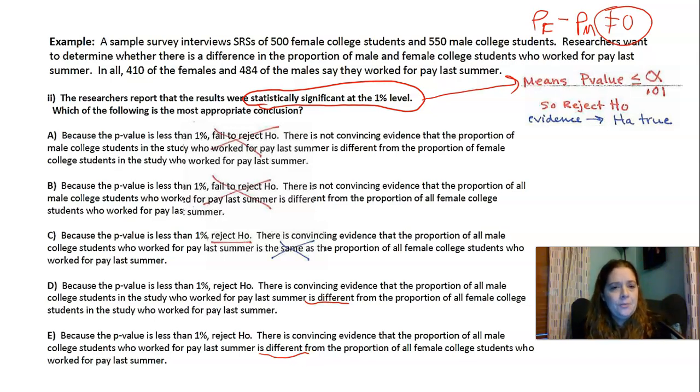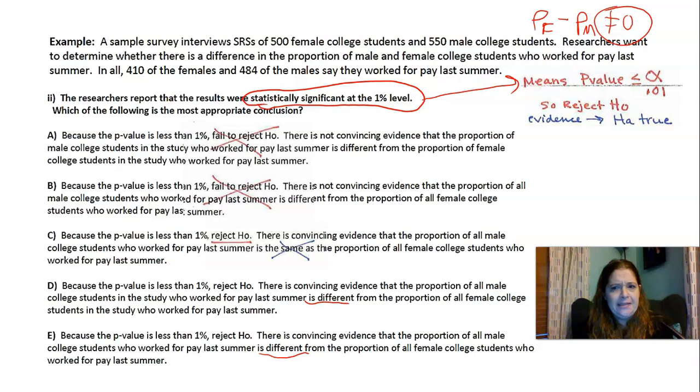So I'm going to read them. D: Because the p-value is less than 1%, reject H0. There is convincing evidence that the proportion of all male college students in the study who worked for pay last summer is different from the proportion of all female college students in the study who worked for pay last summer. And E says, because the p-value is less than 1%, reject H0. There is convincing evidence that the proportion of all male college students who worked for pay last summer is different from the proportion of all female college students who worked for pay last summer.